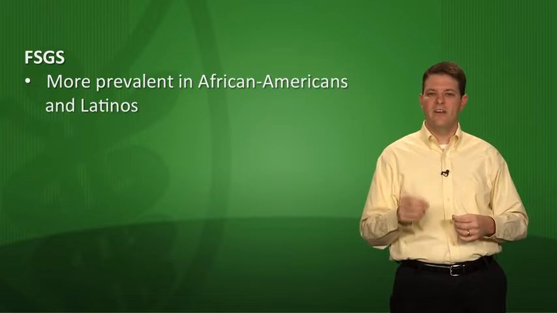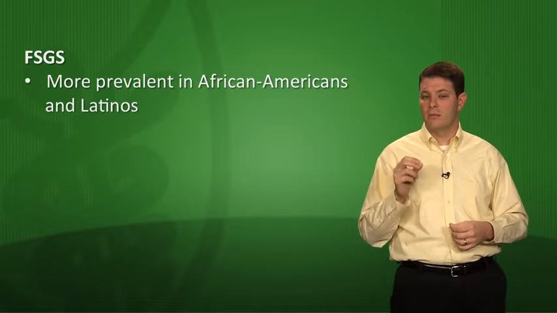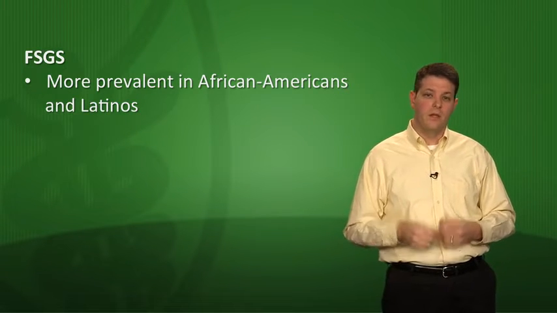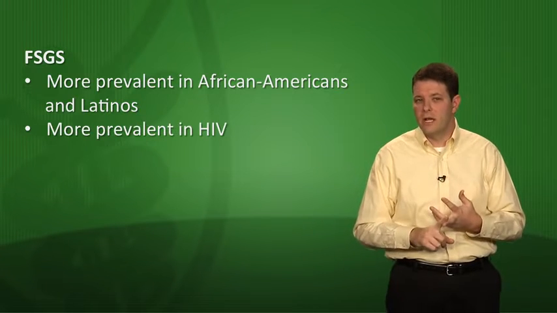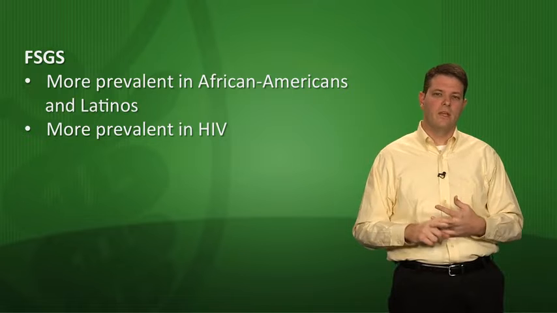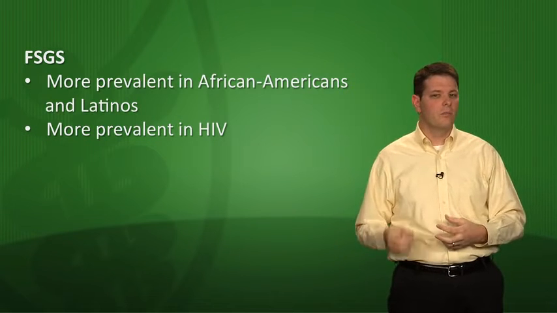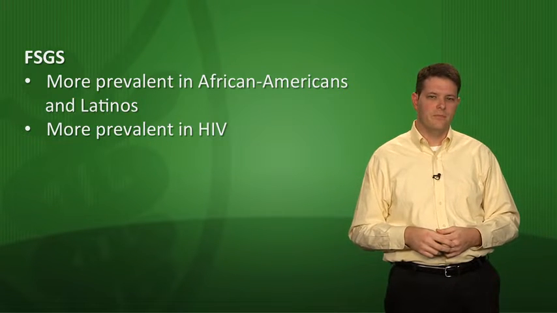But be aware that FSGS is definitely up there, especially among blacks and Latinos. And the other group that gets a lot of FSGS is HIV patients. So definitely know that one. So if they give you an HIV positive patient with nephrotic syndrome, think about FSGS. Now, what are you going to see on biopsy? Well, you're going to see sclerosis that is focal and segmental. It's focal segmental glomerulosclerosis. The name kind of gives it away.